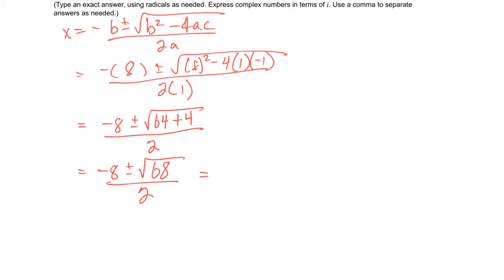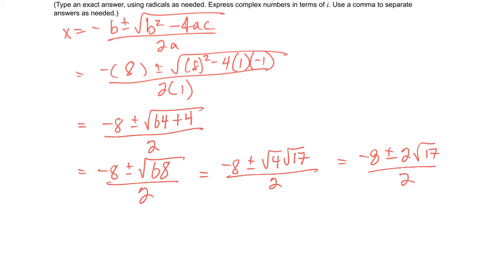So this would be minus 8 plus or minus the square root of 68, which is 4 times 17. So again, I can do some simplifying: plus or minus 2 root 17 all over 2. 2 will divide evenly into 8, 2, and 2. So 2 goes into minus 8 minus 4 times, plus or minus. 2 goes into 2 once, so 1 root 17 over 2 divided by 2 is 1. I don't need to put the 1 down below. So that would be my answer for that one.